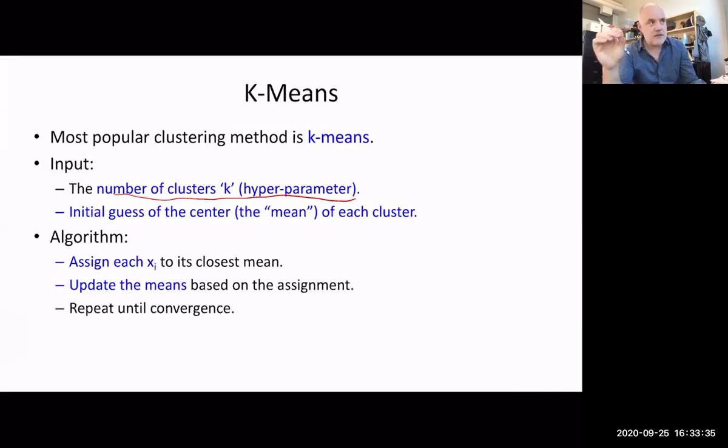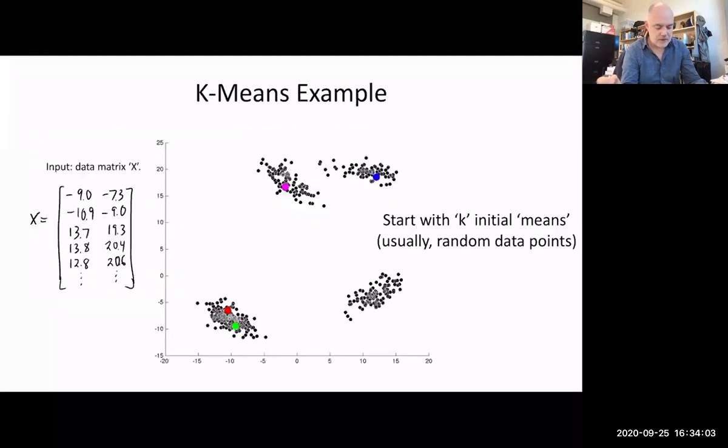You assign each feature vector to its nearest mean, and nearest is going to be some distance, measured similarity, and so on. Assign each x to its closest mean. Then you update the mean based on the assignments. So you assign all the data points to the nearest means, and then for all the data points assigned to a particular mean, you recompute the mean based on those assignments, and you repeat until convergence.